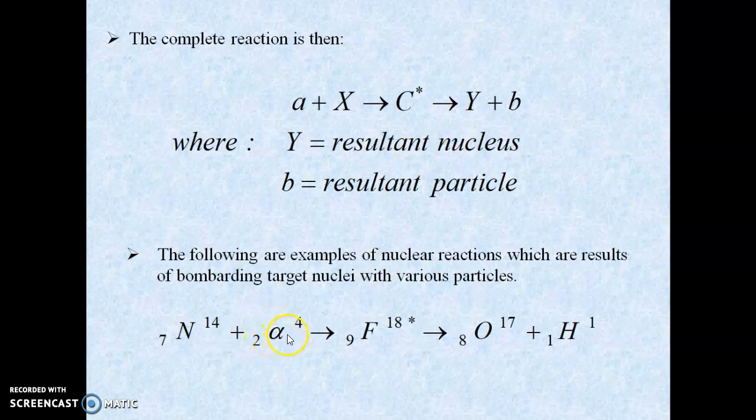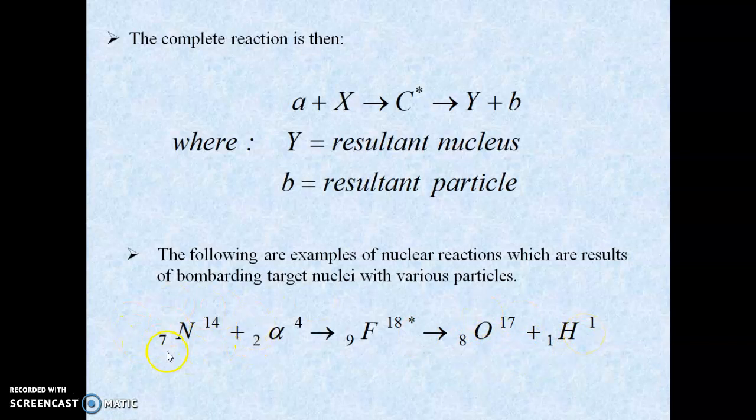Alpha particle incident on a nitrogen target. A compound nucleus is formed. This compound nucleus is highly unstable, will get rid of that excess energy, and then oxygen-17 and a proton are formed.